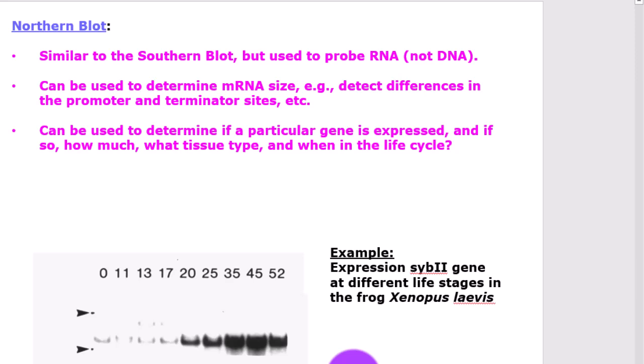The Northern blot is similar to the Southern blot but is used to probe RNA, not DNA. It can be used to determine the size of a single RNA and detect differences in promoter and terminator sites. It can also be used to determine if a particular gene is expressed, and if so, how much, in what tissue type, and at what stage of the life cycle.